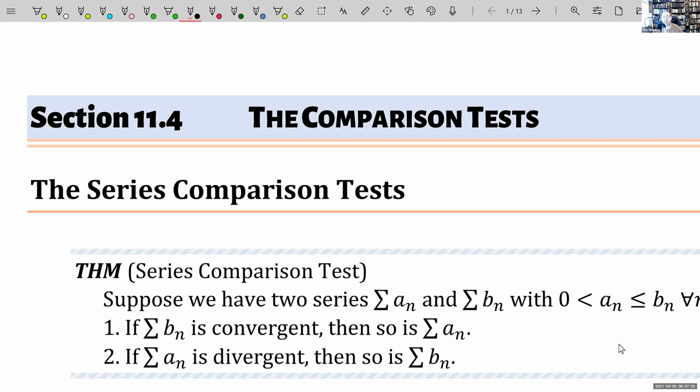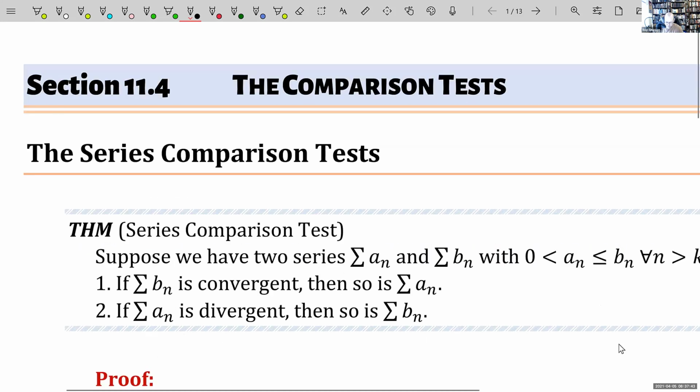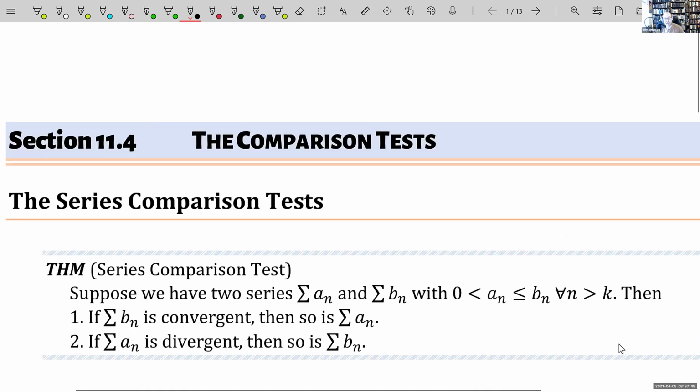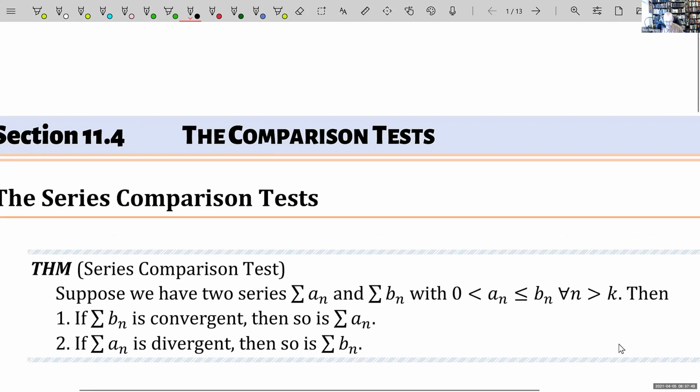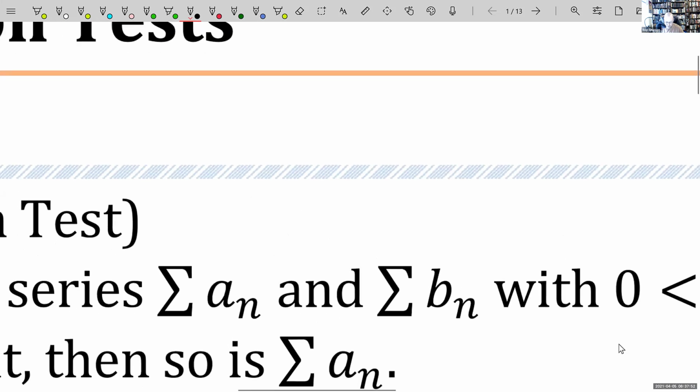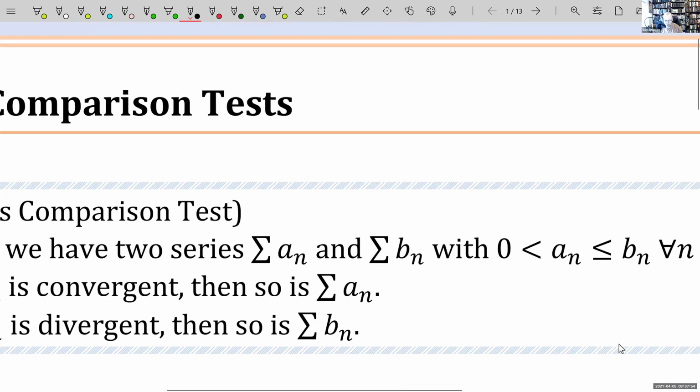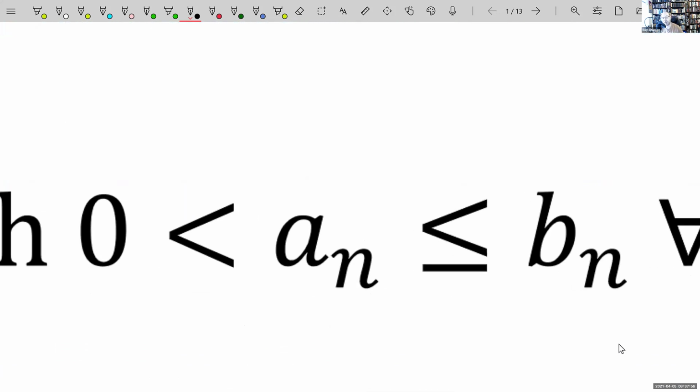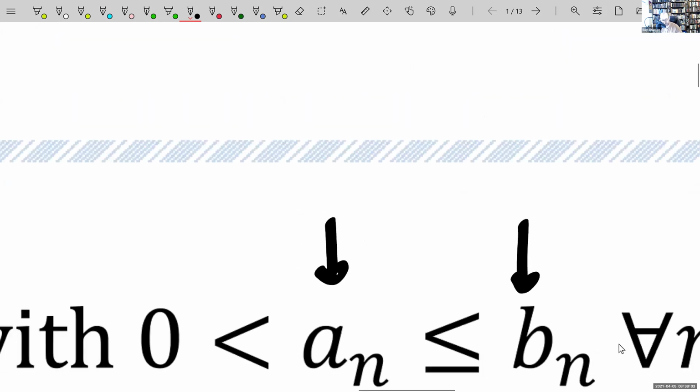There are actually two series comparison tests, and they're both powerful in their own right. So this section contains two, count them up, two new tests. The first one is going to be very familiar. It's called a series comparison test. Suppose we have two series, the series A sub n and the series B sub n, with positive sequence terms. That's critical.